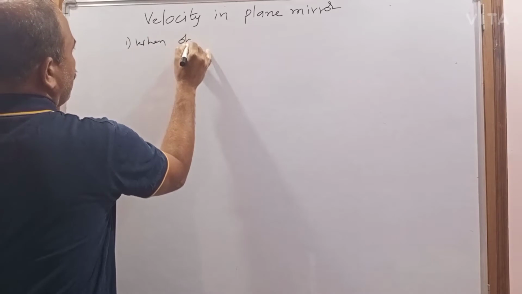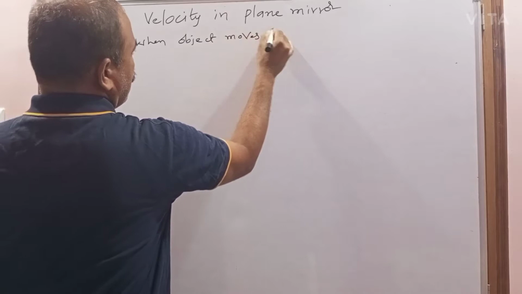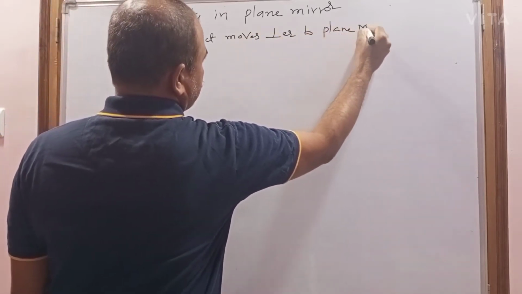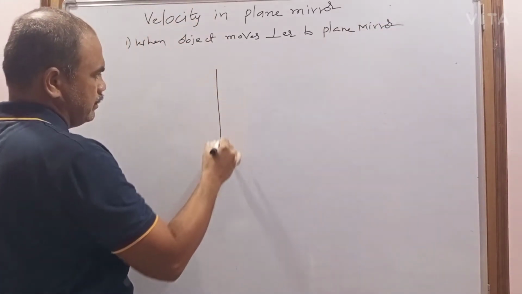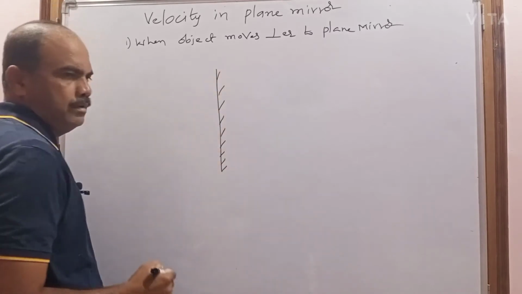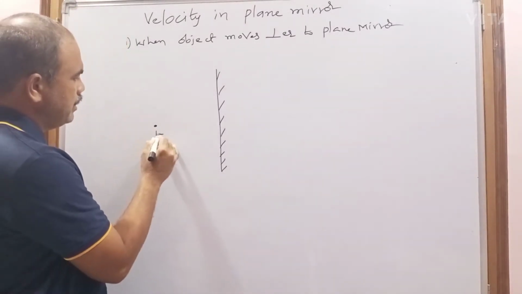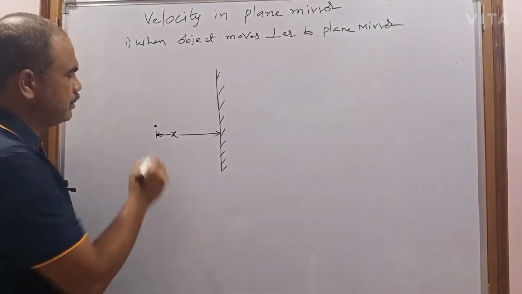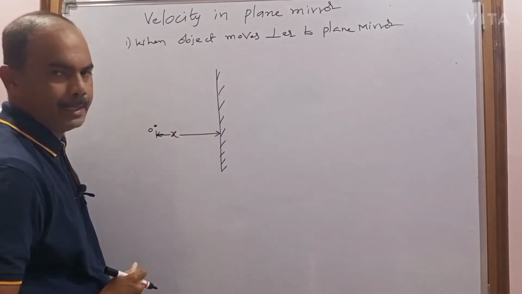When the object moves perpendicular to a plane mirror. So now consider, this is a plane mirror. Now as well as this object, initially consider it is at a distance x from the plane mirror. So this object O is at a distance x from the plane mirror.